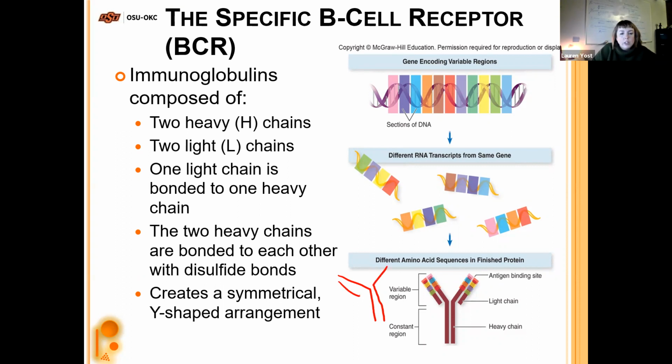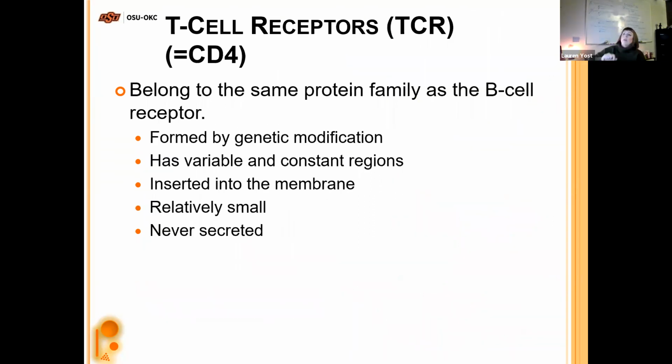Okay, and then two light chains. This is light. Okay, that's the idea of how they're set up. They're shaped like a Y. That's the immune globulin. One light chain will be bound to one heavy chain, and then they're attached in the middle by a disulfide bond for a Y shape.